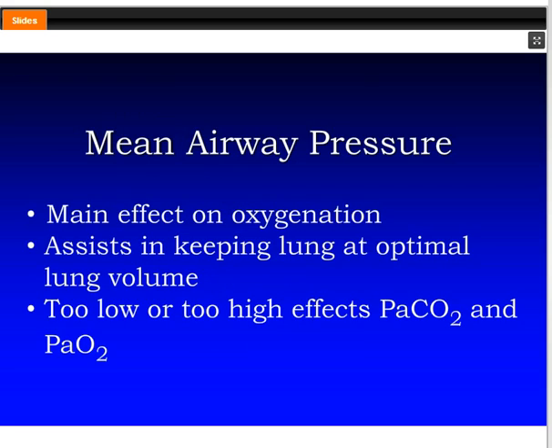So, in summary, what is mean airway pressure? Its main effect is on oxygenation. It assists in keeping the lung at optimal lung volume. Too low or too high affects PaCO2 and also adversely affects PaO2. So remember that.